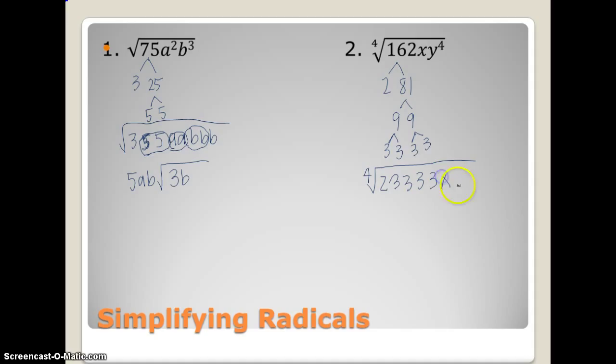We have 1x, and then we have y to the fourth, which becomes y times y times y times y. Now, because of our fourth root, we're looking for groups of 4. So we have 4 3's, and we have 4 y's. For every group, we pull 1 out. So we end up with 3 times y, and underneath our radical, we're left with a 2x. Again, we can't simplify that anymore, so our final answer is 3y times the fourth root of 2x.